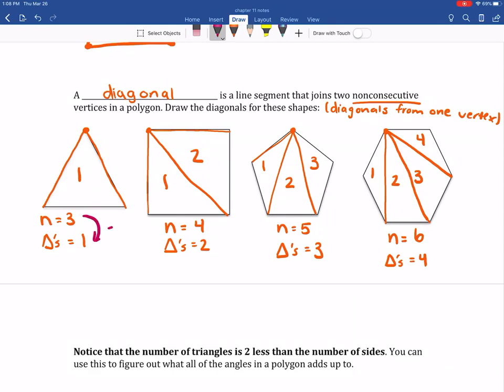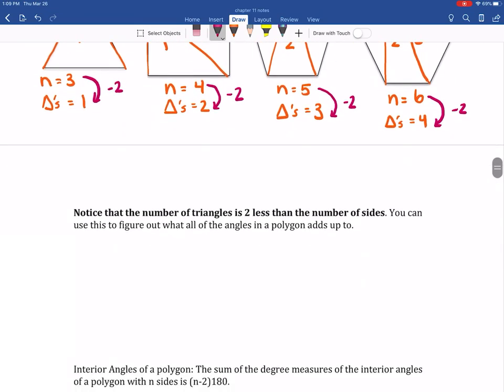So you may see a pattern. To get from here to here, I subtract 2. Here to here, I subtract 2. Here to here, I subtract 2. So it says, notice the number of triangles is 2 less than the number of sides. So I could write this out as n minus 2. Now, why would that be helpful? You can use this to figure out what all of the angles in any polygon adds up to.